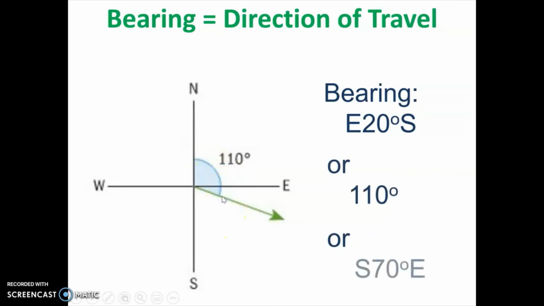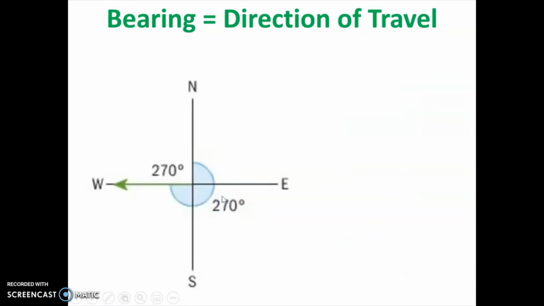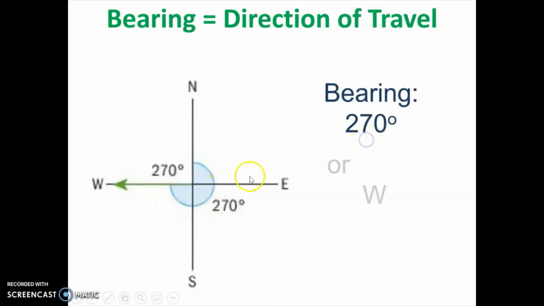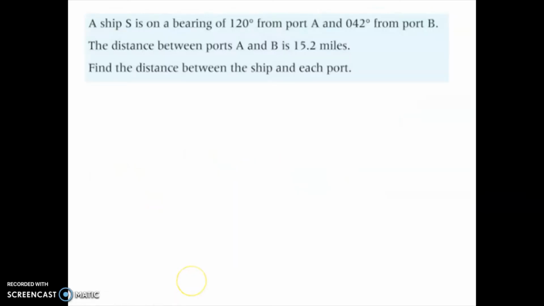Now that you have a feeling of how bearings are given, let's look at, oh, I thought there's no more, but there's one more here. We are going here 270 degrees, so our bearing is 270 degrees, or just due west, of course.